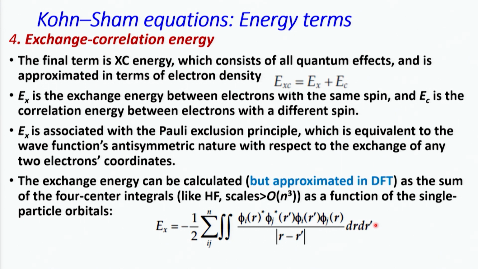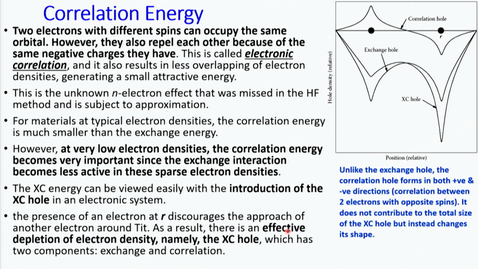So we can first exchange energy, we can easily write it by changing the position, and we can get it by force center integrations. But the correlation energy is a little bit difficult, and you also need to know the idea behind finding the correlation energy. As I mentioned, electrons having two different spins can stay in the same orbital, but electrons all have the same negative charge, so they will repel. So they will try to avoid each other.